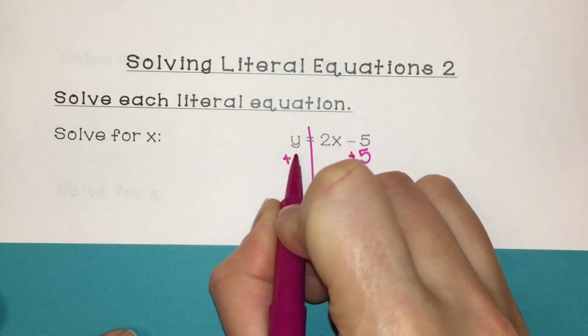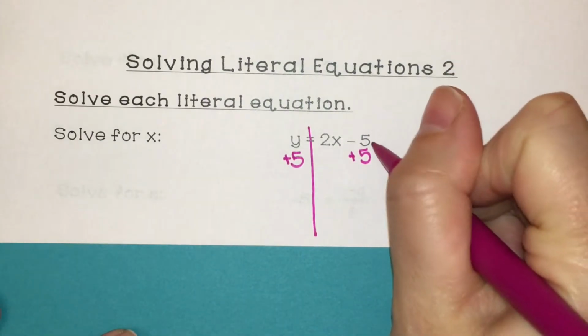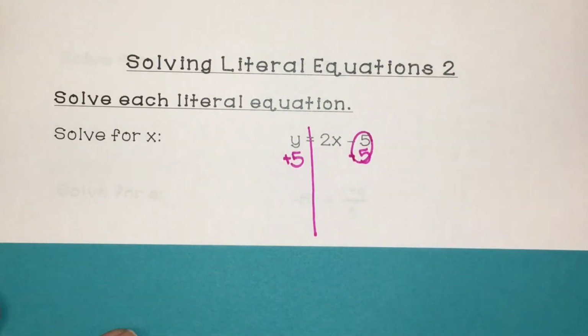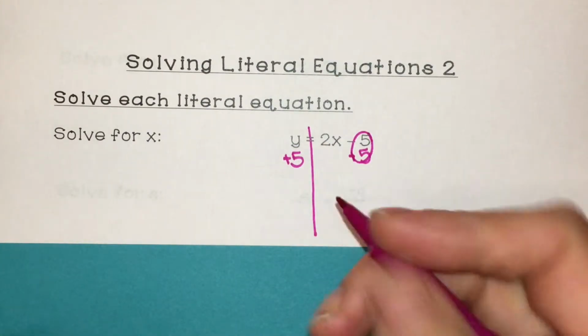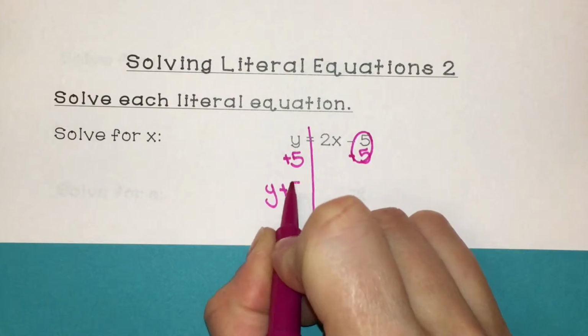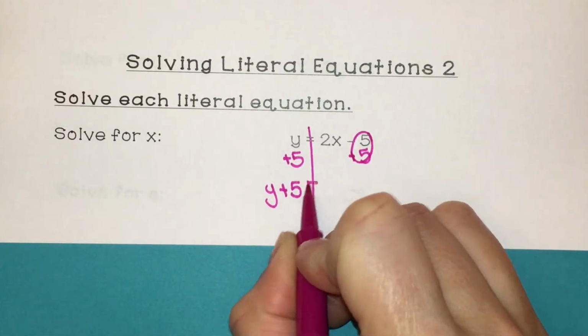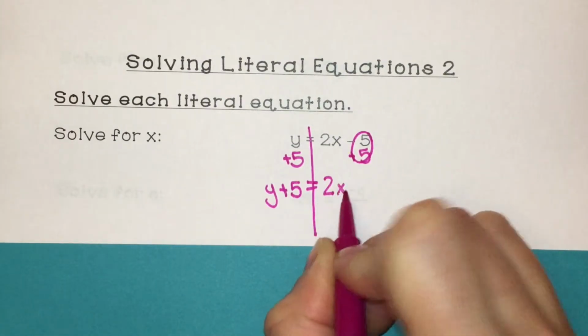And anything we do to one side, we must do to the other. So negative 5 plus 5 is 0. We can't combine y and 5. So it's just going to stay as y plus 5 on the left side. Equals, we're left with 2x.